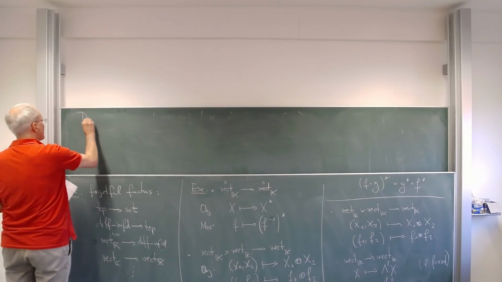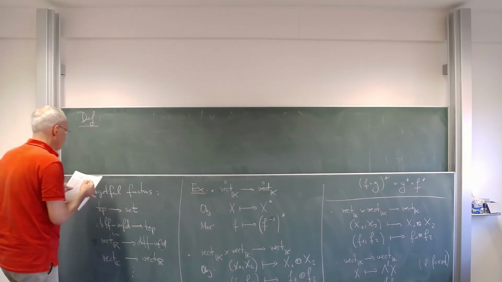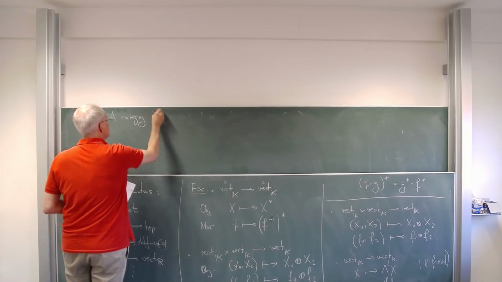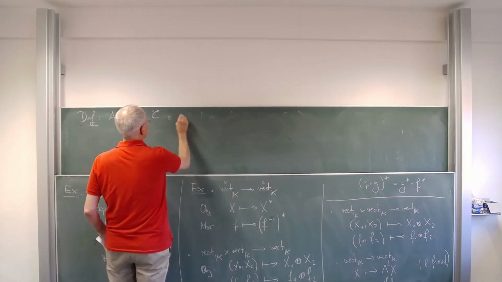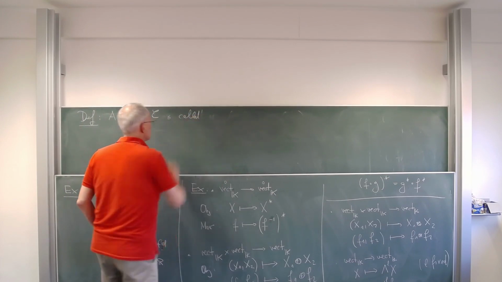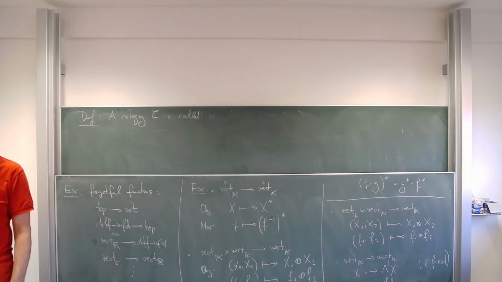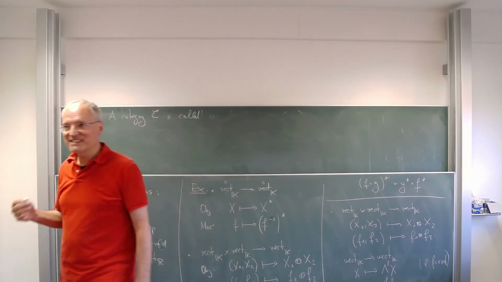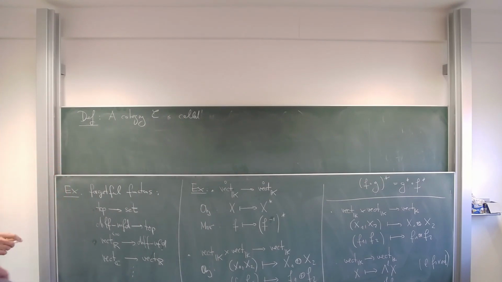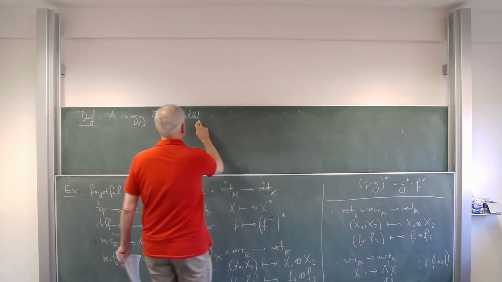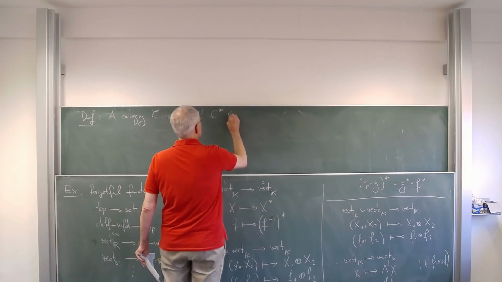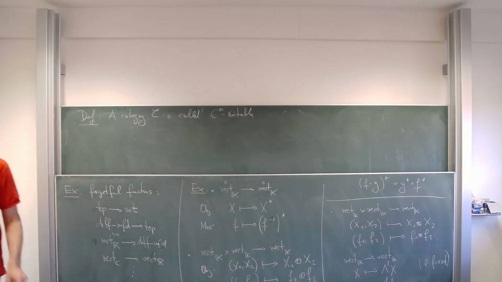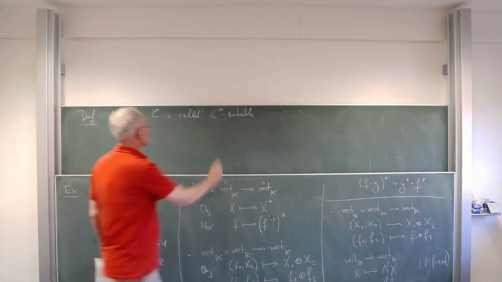Definition: a category C is called, actually I would have loved to call it smooth, but unfortunately the terminology smooth category already exists and means something different. So I have to come up with a different name, and I call it C infinity suitable. Suitable for our purposes. And when is it called C infinity suitable?